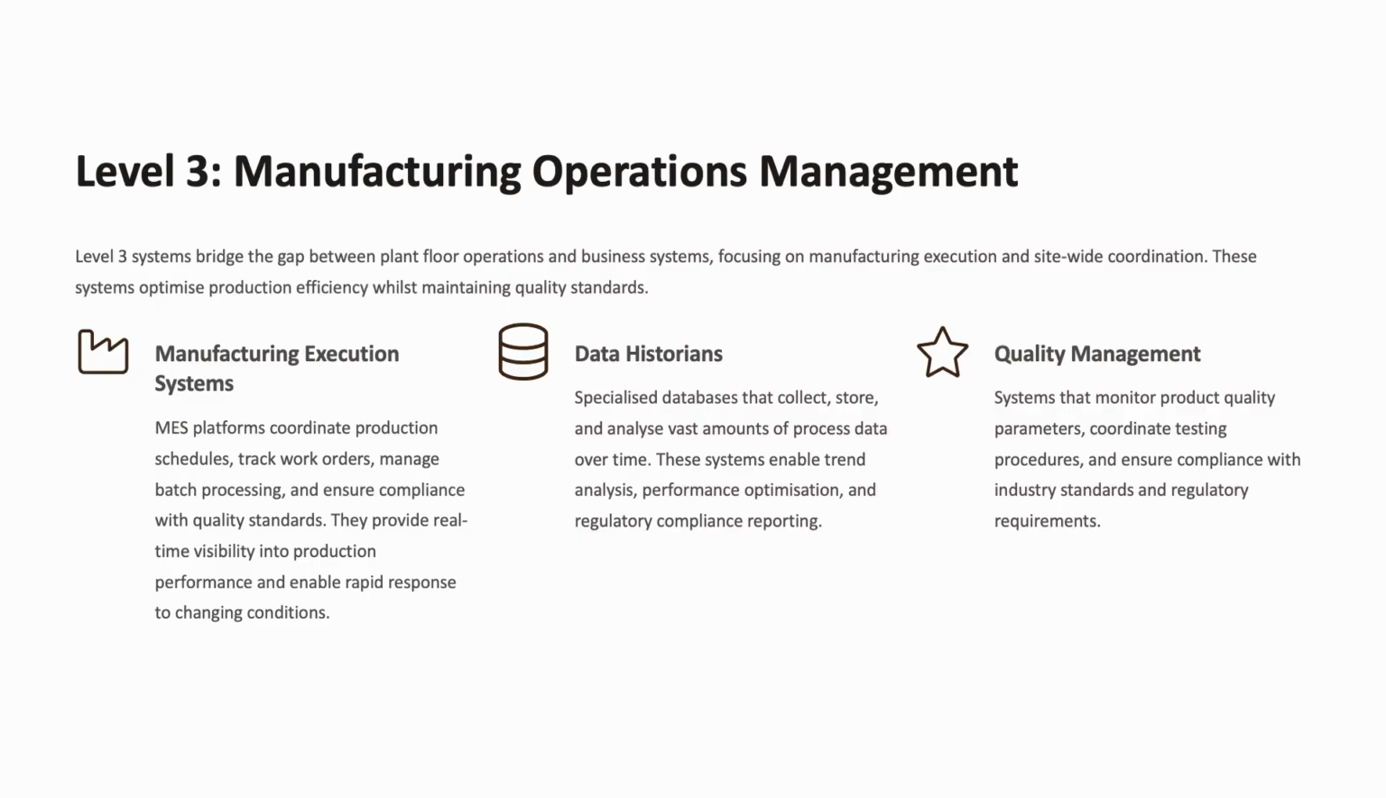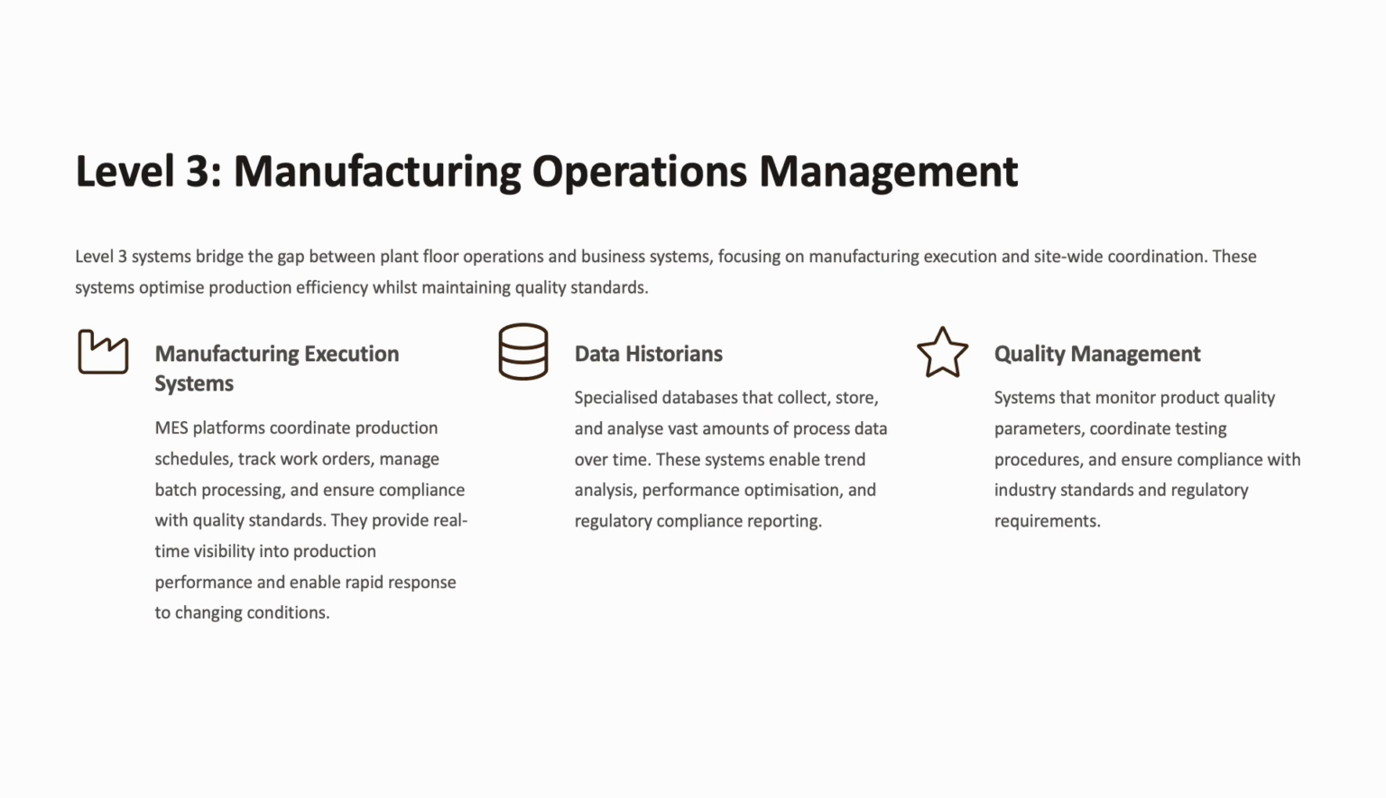Now we reach level 3 of the Purdue model, manufacturing operation management. This layer is all about bridging the gap between the real time operation of the factory floor and the strategic needs of the business. At this level, we see systems designed to optimize production efficiency, coordinate activities across the entire plant, and maintain rigorous quality standards.